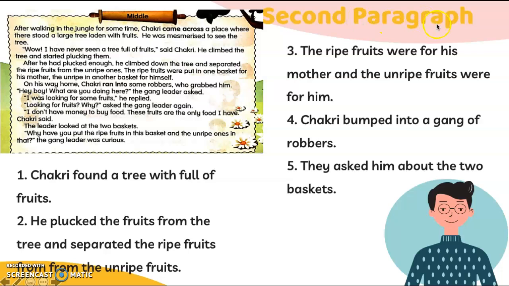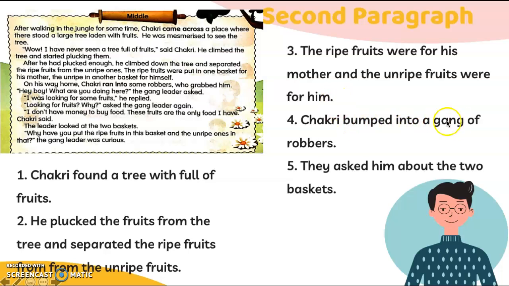Move on to the second section. Again, I have typed it wrongly. It shouldn't be paragraph, it should be section, whereby the second section is the middle part of the story. So what happened in this middle part of the story? Chakri found a tree full of fruits. He plucked the fruits from the tree and separated the ripe fruits from the unripe fruits. And the third one, the ripe fruits were for his mother and the unripe fruits were for him.